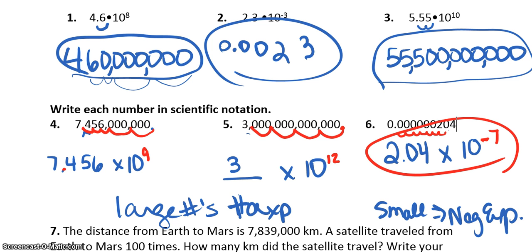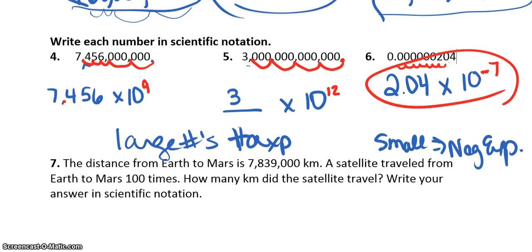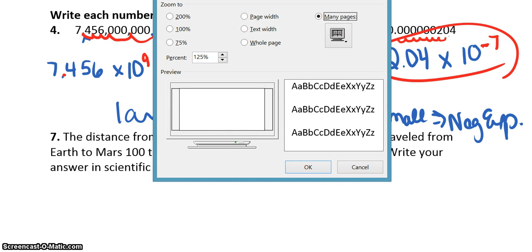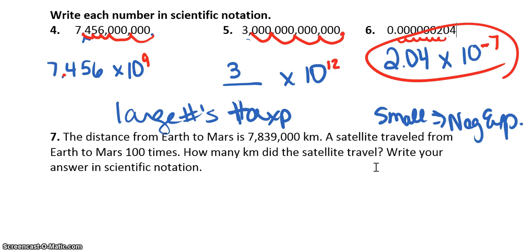Okay, so let's move on down to the next section a little bit. The last word problem. The distance from Earth to Mars is 7,839,000 kilometers. The satellite traveled from Earth to Mars 100 times. How many kilometers did the satellite travel? Write your answer in scientific notation. If you think about that, you'd be doing it 100 times back and forth. 100 times means you multiply it by 100.